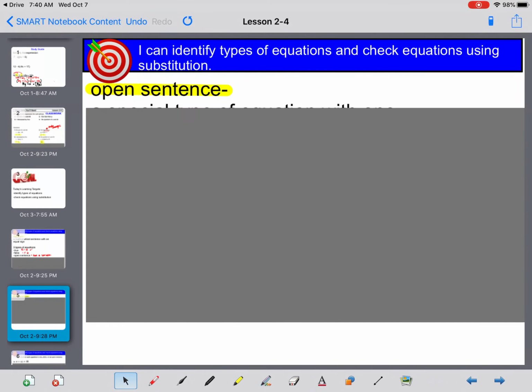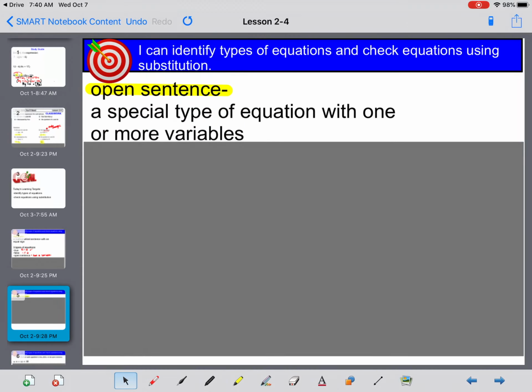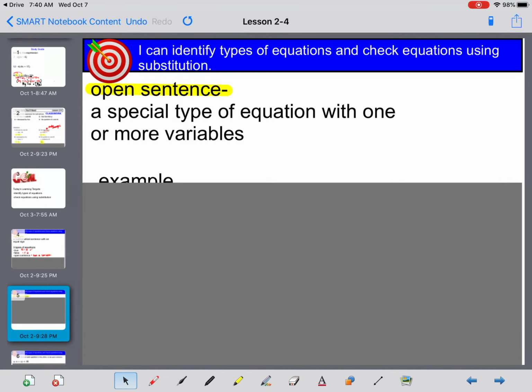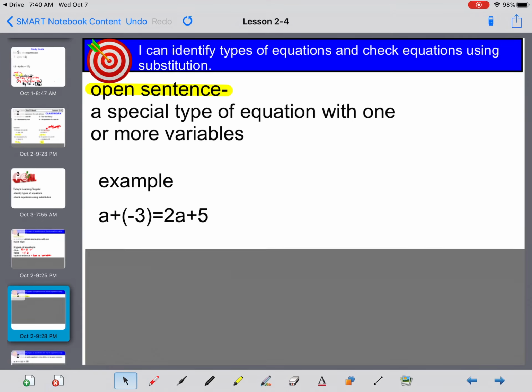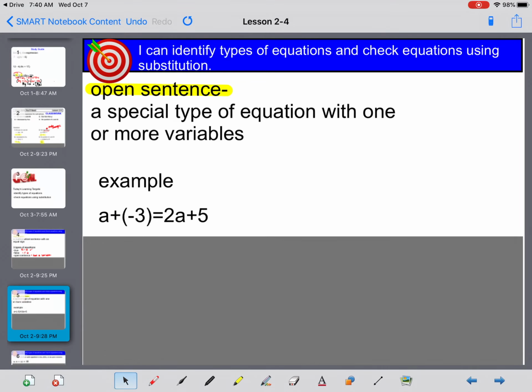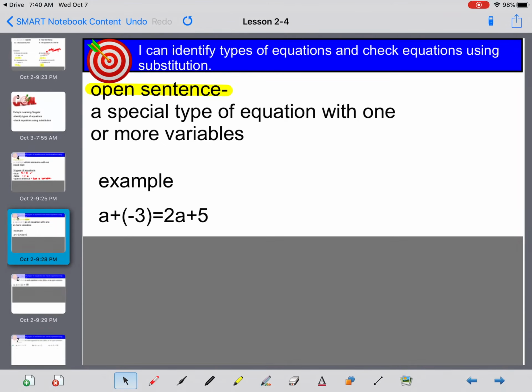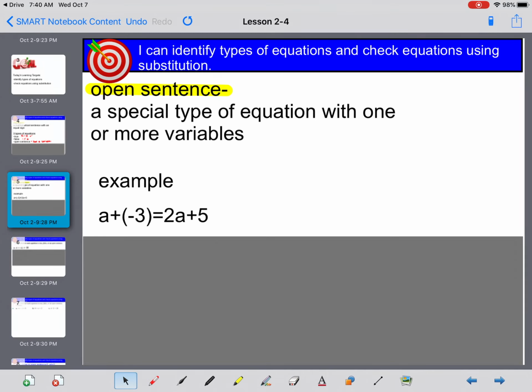So let's write down the definition of open sentence. A special type of equation with one or more variables. So here's an example. Do you see that this equation has a variable? It has the variable a. I could never get that down to a single number unless I knew what the variable was. So we call that an open sentence. Pause the video if you need more time to write the definitions.